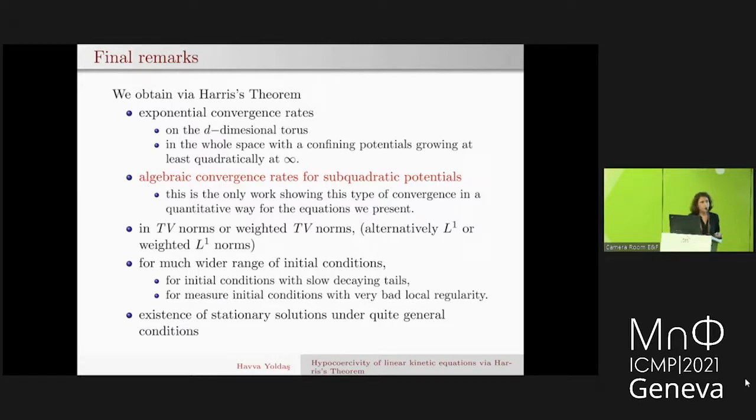In these two cases, actually, it's well studied, but for some other applications of other linear kinetic equations where the shape of the equilibrium is not known, using these types of methods is giving nice results without requiring to know the shape of the equilibrium.